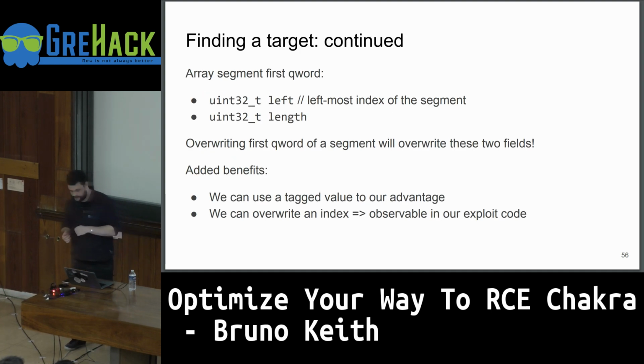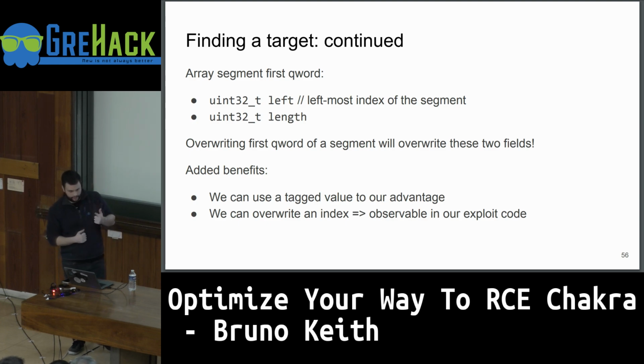So, back to finding a target. As you could guess, segments look pretty interesting. The first quad word of the segment has basically 2 fields. The first one is left, which is the leftmost index of the segment, and then we have the length of the segment. What this means is that by overwriting the first quad word of a segment, we're able to overwrite these 2 fields.